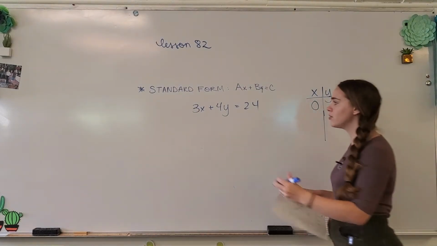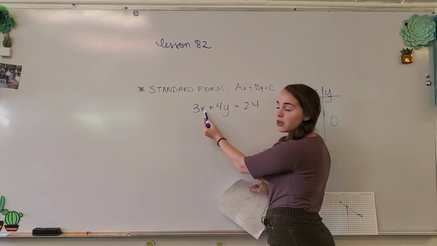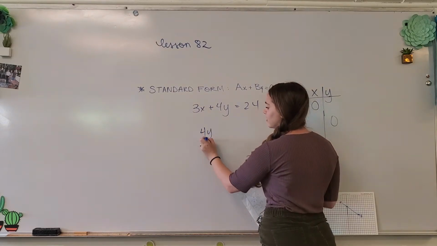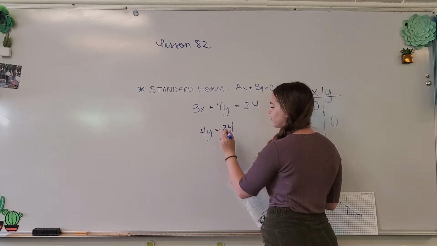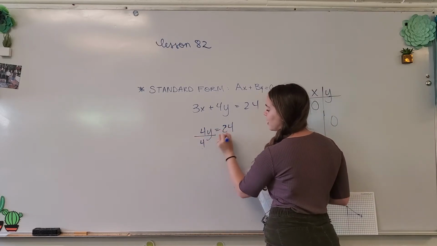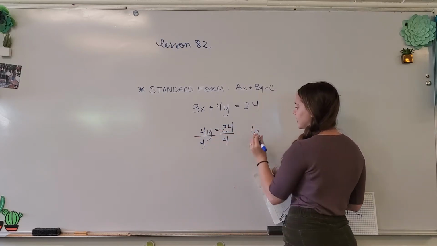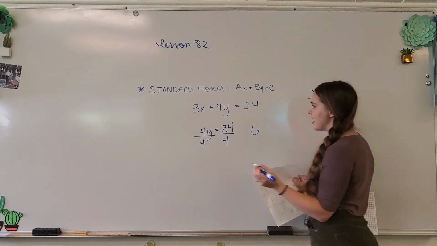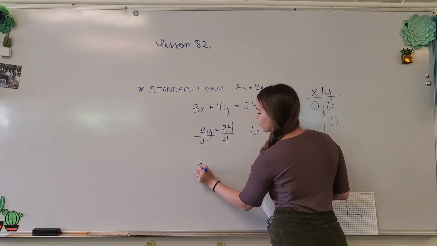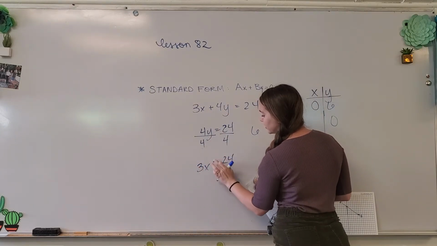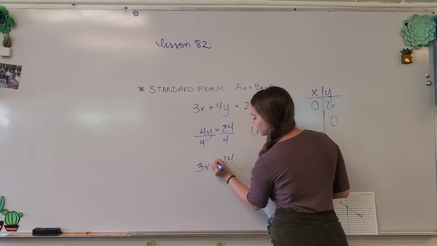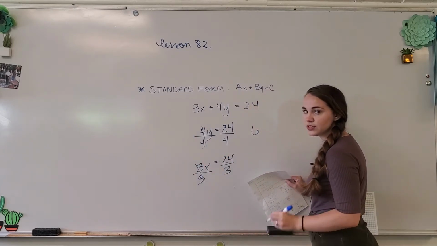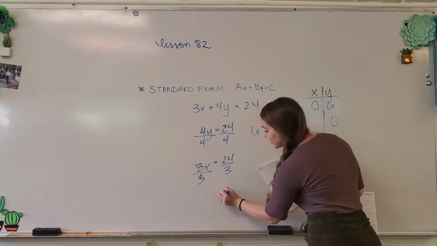If x is 0, I don't even need to plug this in because anything times 0 is going to be 0. So I'm just going to say 4y equals 24, and then we find out that y is 6. Very easy. Now if y is 0, we're just left with 3x equals 24. If you divide by 3, x would be 8.